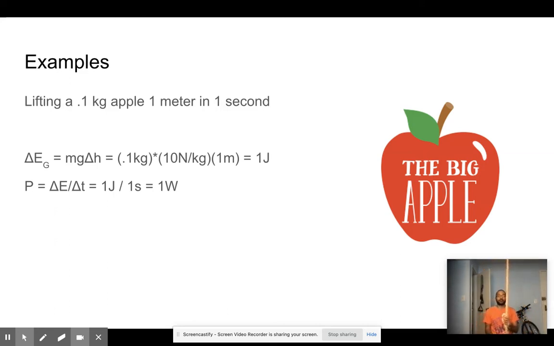So if I lift a 1 kilogram apple up in 1 second, that is the change in energy you can see that I calculated for you. It's gravitational energy, mass times gravitational field strength, about 10 times 1 meter. And if I do this in about 1 second, that is roughly 1 watt. If I lift 2 apples, half a meter, that would be also 1 watt.